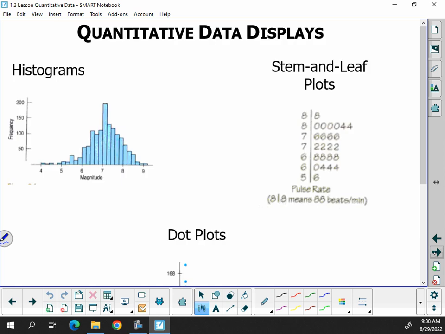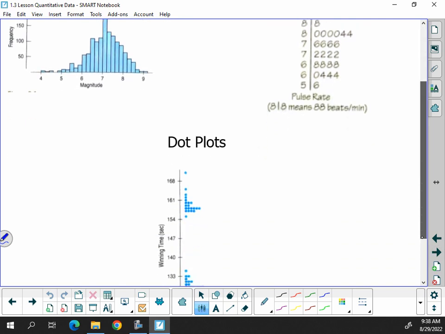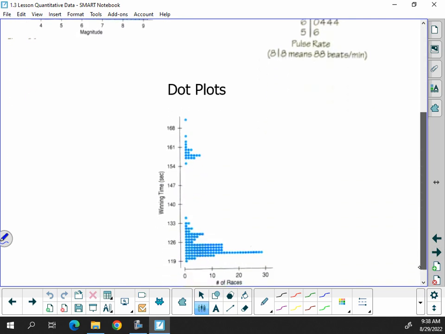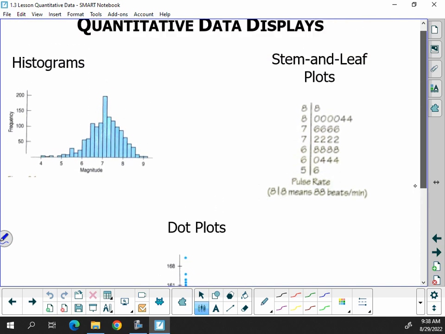So 3 different popular ways that we will display our quantitative data are through histograms, stem and leaf plots, and dot plots. And in all 3 of these types of displays, we get shapes to our data. And what we need to learn is how to describe those shapes because they're important.